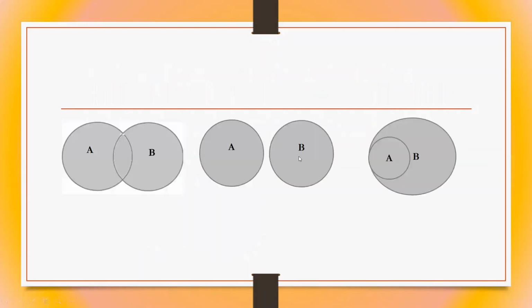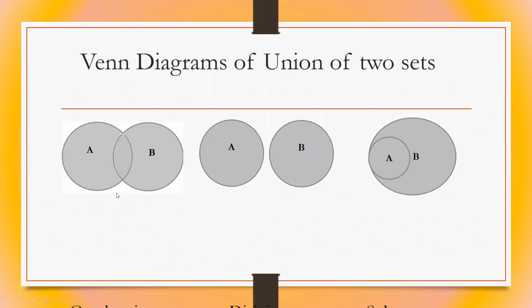Okay, I hope that this is clear to you. Quickly tell me through the chat box: diagram number 1 is for which set? Diagram number 1 is for overlapping. Very good, Aisha Ijaz. Number 2 is disjoint, and number 3 is subset.